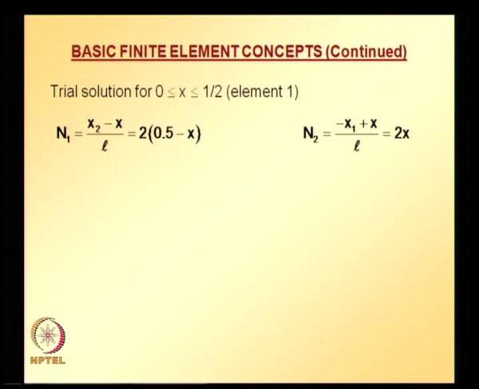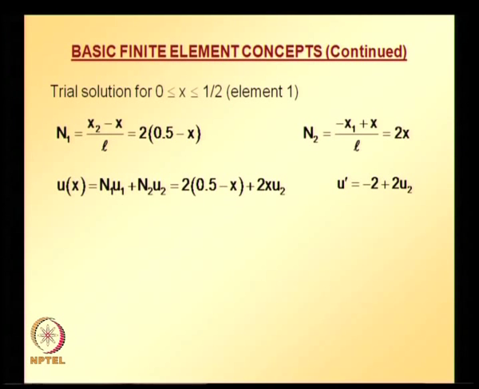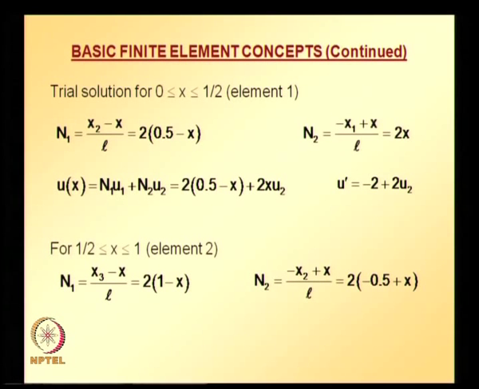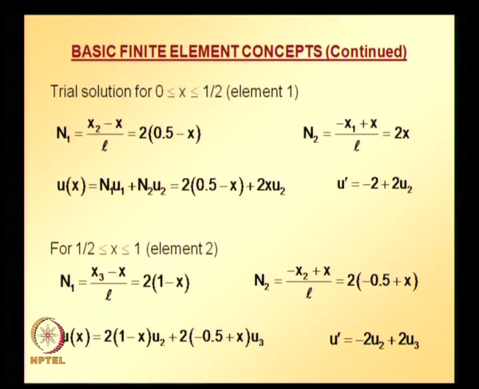So, you can plug in the corresponding spatial coordinates of the nodes and get N 1, N 2. And once you get N 1, N 2, you can write the approximate trial solution. Here the u 1 value is also substituted, u 1 is equal to 1, that is already given, and the derivative of u, you can easily check, turns out to be minus 2 plus 2 u 2. And now the trial solution for element 2. For element 2, local node 1 coincides with global node 2, and local node 2 coincides with global node 3. So, the shape functions for element 2 at local node 1 and local node 2 are given here. And here both u 2 and u 3, the nodal values at node 2 and node 3, are unknown.